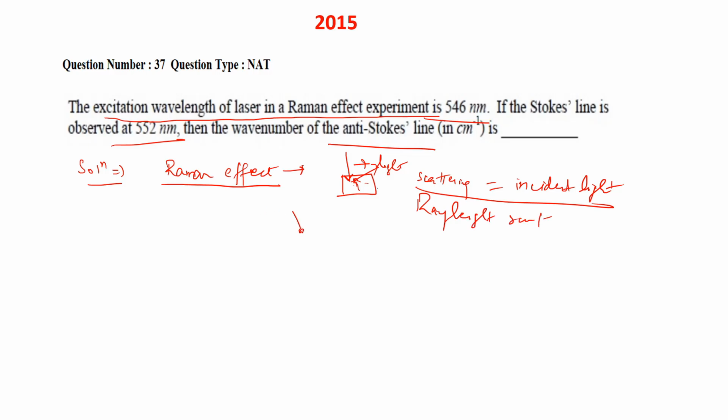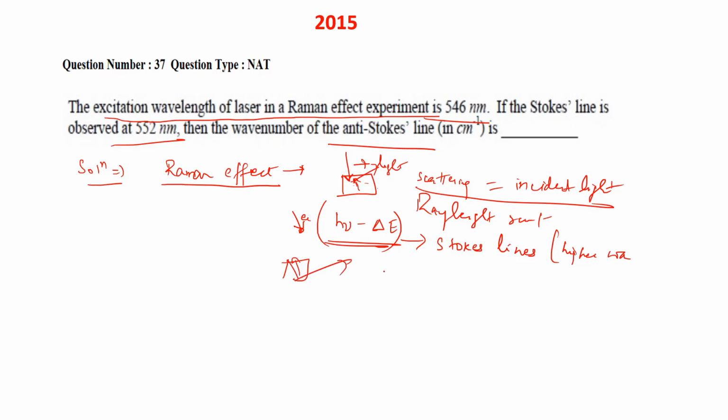But if the molecule absorbs some energy, the scattered radiation will have energy h nu minus delta E, and this is called the Stokes line. Since the energy is reduced, it is of higher wavelength. Now the case where the molecule provides some energy to the radiation, so the radiation will have more energy than the incident radiation. We will get the anti-Stokes line for this case.